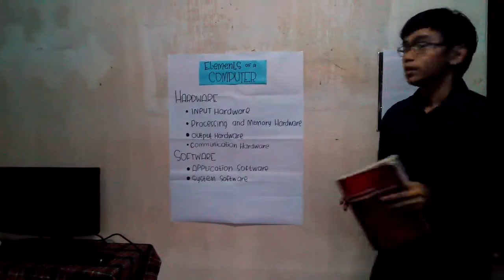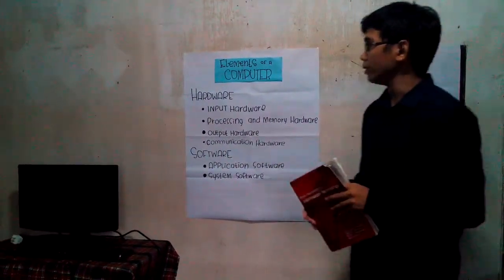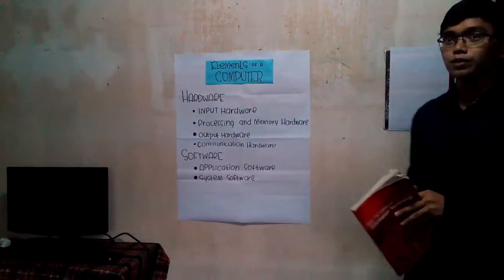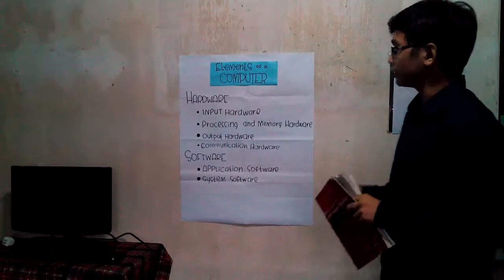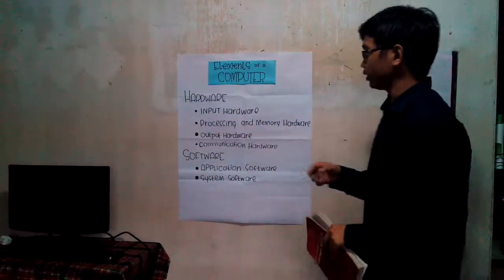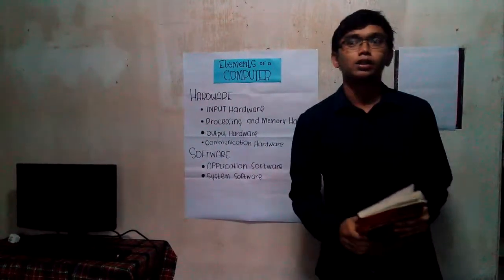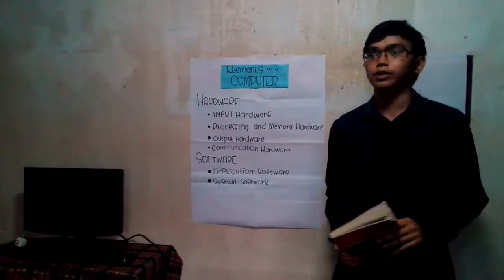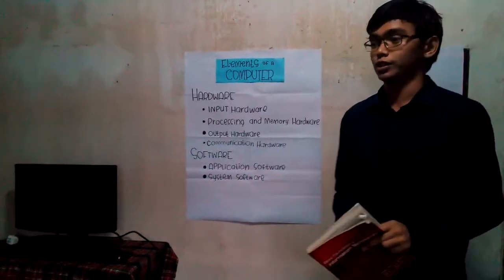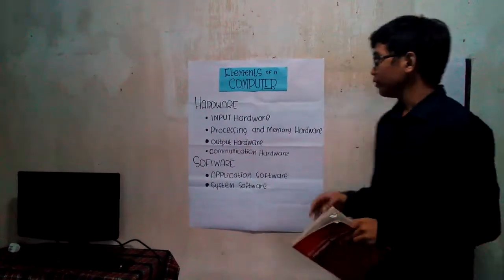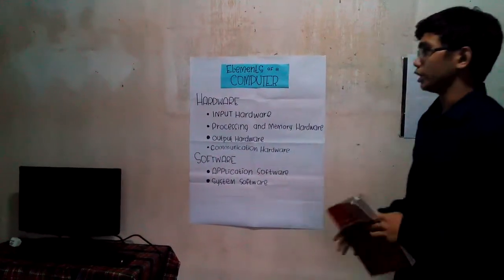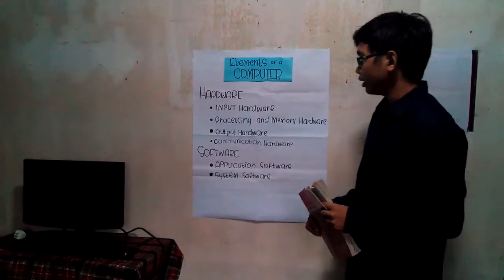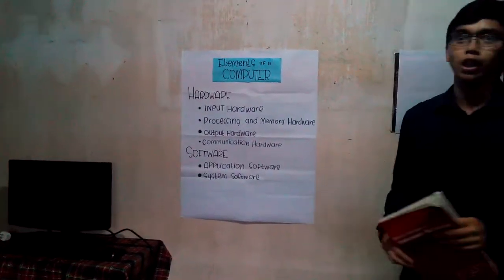For now, we'll study the elements of the computer. The computer has 6 elements, but today we'll study 2: the hardware and the software. So what is hardware? Hardware consists of all machinery and equipment in a computer system. Hardware has 4 main branches: input hardware, processing and memory hardware, output hardware, and communication hardware.